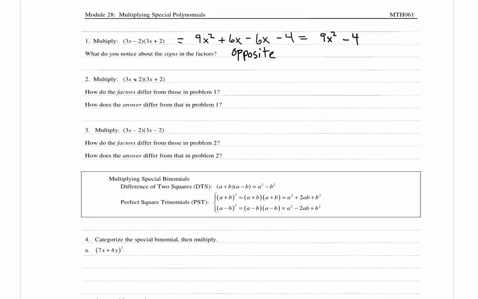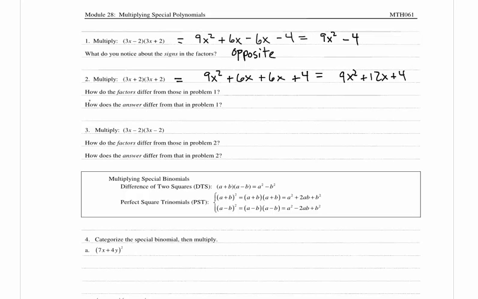In 2, it says multiply 3x plus 2 times 3x plus 2. And when we do this, we have first terms, 9x squared. Multiplying our outer terms, we're going to have 3x times 2 is 6x. Our inner terms is 2 times 3x is 6x. And 2 times 2 is 4. And when we combine our like terms, we get 9x squared plus 12x plus 4.